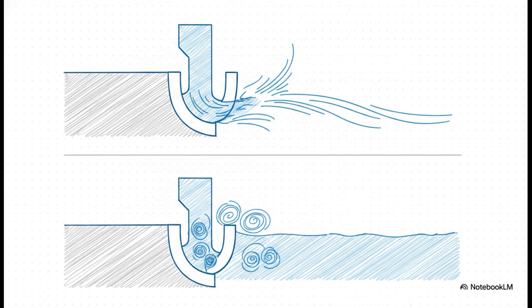When we divide the downstream head, HB, by the upstream head, HA, we get the submergence ratio. If that ratio exceeds 60%, or 0.6, free flow essentially dies, and submerged flow begins. The downstream water is literally choking the flume, and that forces us to mathematically reduce our calculated discharge.